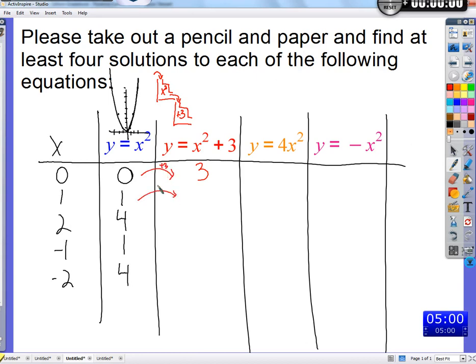We could take this and we could add 3. We get 4. We could add 3. We get 7, add 3. Again, and get 4, and add 3, and again, get 7.